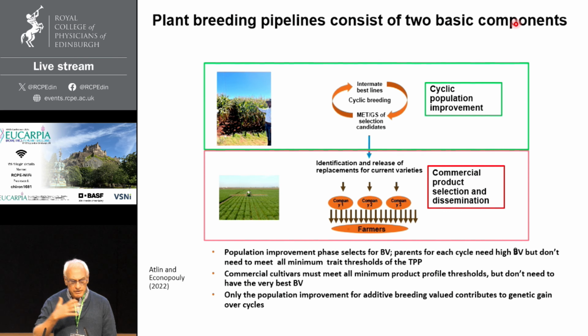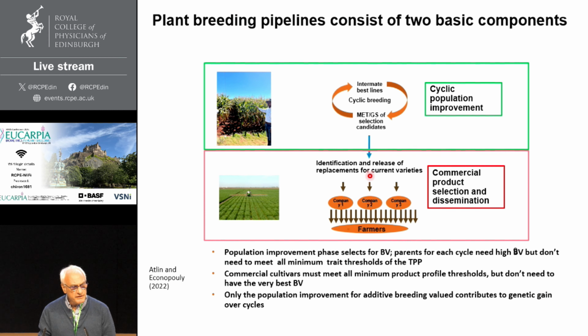In terms of how plant breeding programs are designed, they have two basic components. They've got a cyclic population component where recombinant progenies are generated, phenotyped, and then the best selected and recombined to form the next generation. And then from every cycle usually, the best selections are advanced into an evaluation pipeline for potential commercial release.